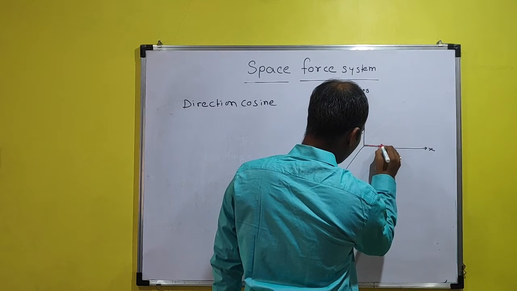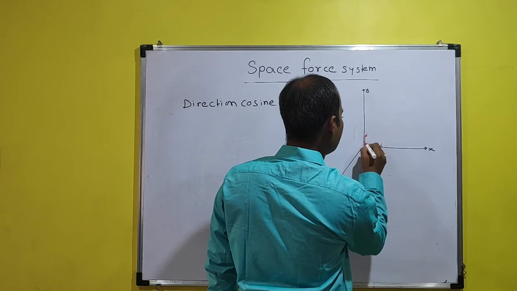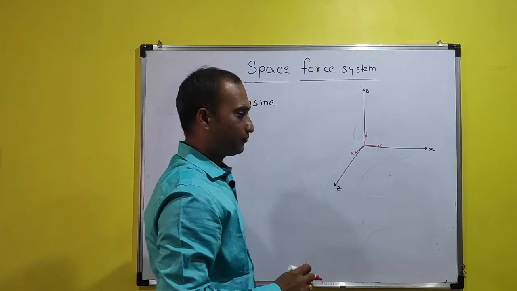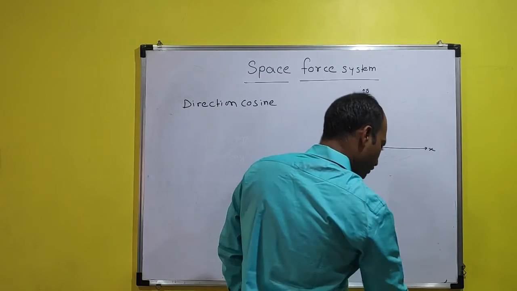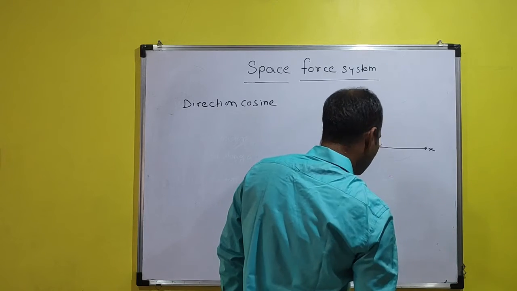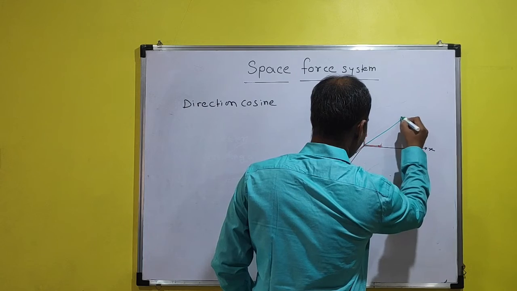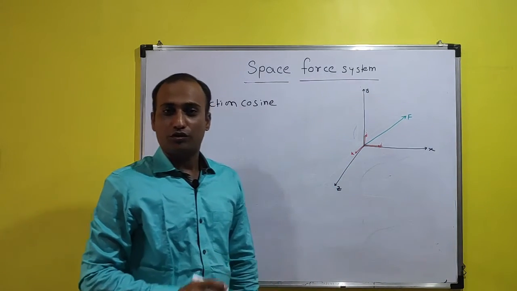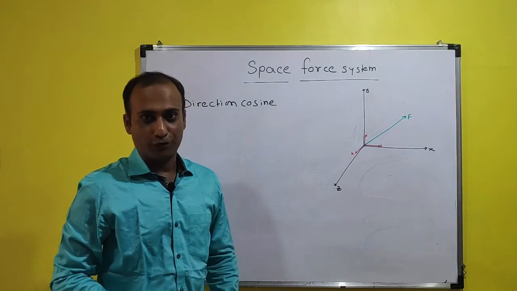So this is the unit vector along the x direction, then along the y direction it is j, and along the z direction it is k. Then consider a force in this plane. So let's say this is a force F. How do we decide the direction of this force F?